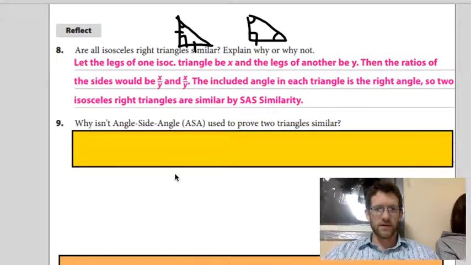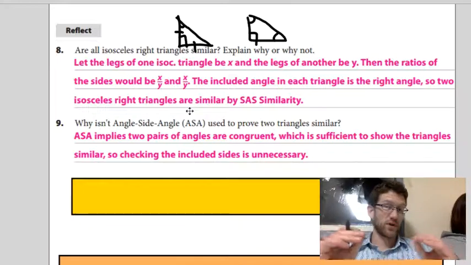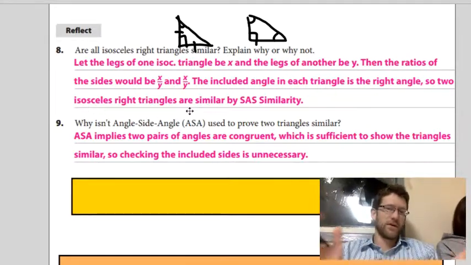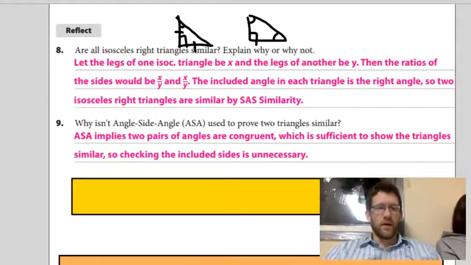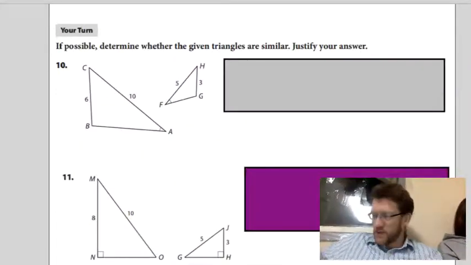Why is an angle side angle not used to prove two triangles similar? Again, the side here is superfluous, and we can't really say it's proportional because we only have one pair of sides. So you get a ratio, but what does that mean? You need two of the ratios. Okay, see if you can do 10 and 11 real quick.